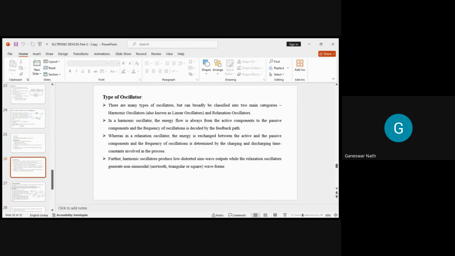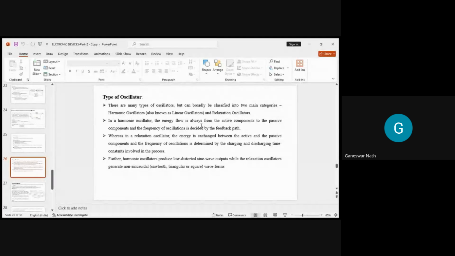First of all, there are quite many types of oscillator, but they can be broadly classified into two main categories. One is called the harmonic oscillator, and the other is called the relaxation oscillator. In a harmonic oscillator, the energy flow is always from the active component to the passive component, and the frequency of the oscillations is decided by the feedback path.